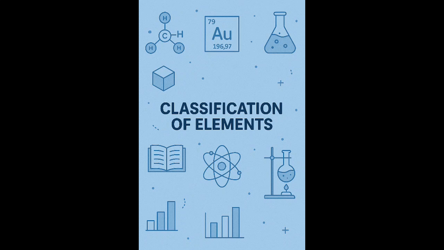Final summary. The modern periodic table is based on atomic number, not weight. It has 7 periods and 18 groups. Elements are classified into metals, nonmetals, and metalloids. Elements are grouped into S, P, D, and F blocks based on electron configuration. Reactivity trends help us predict chemical behavior. Mendeleev's table was a great foundation, but Henry Moseley's contribution made it more scientific and accurate.